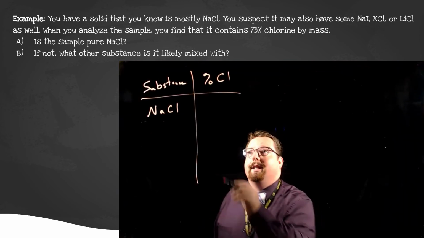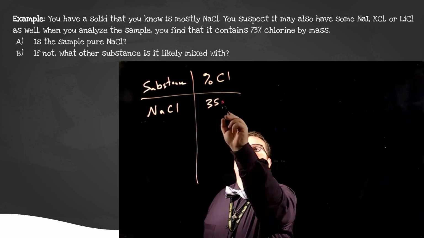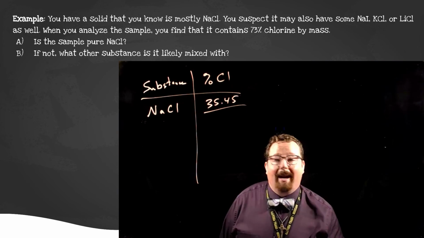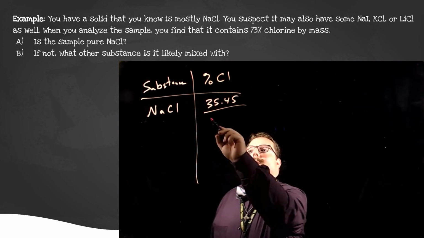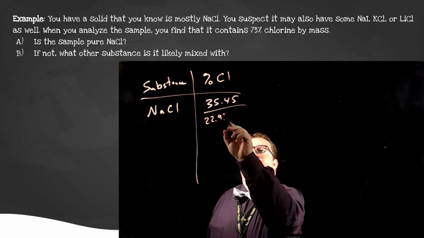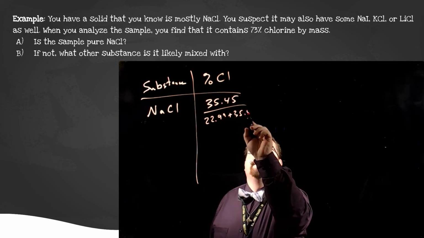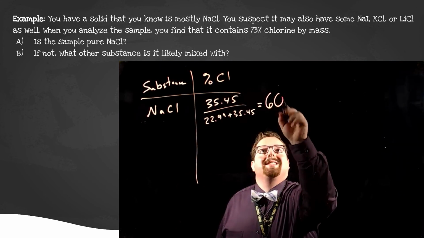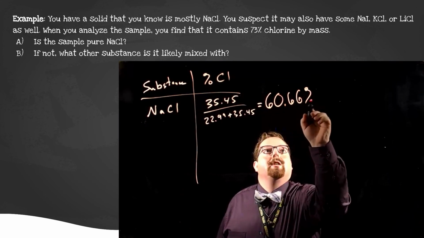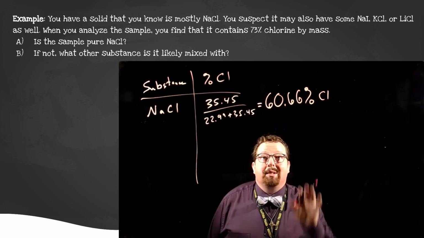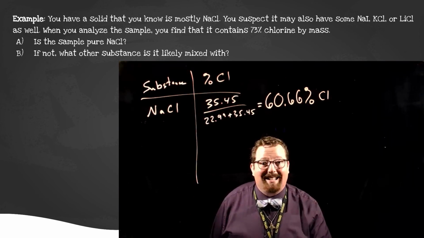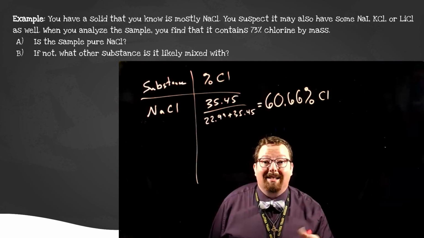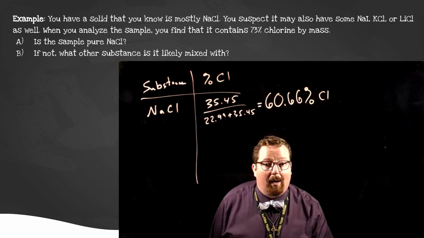Okay, so we took the molar mass of chlorine, 35.45, and divided by the total molar mass of sodium chloride, which would be 22.99 plus 35.45. And when you do that, you get a percent composition of 60.66% chlorine by mass. So 60.66% is not very close to 73 at all. So I would say that our substance is not pure sodium chloride.